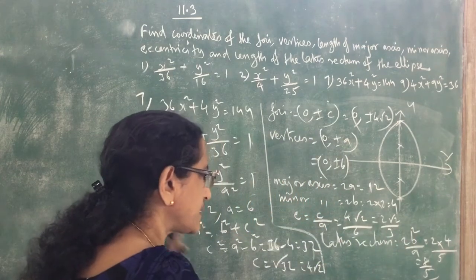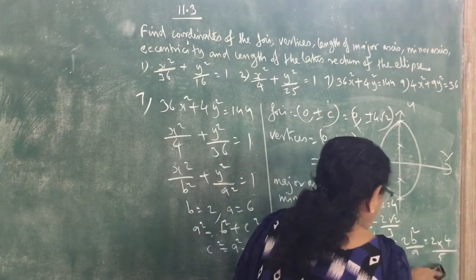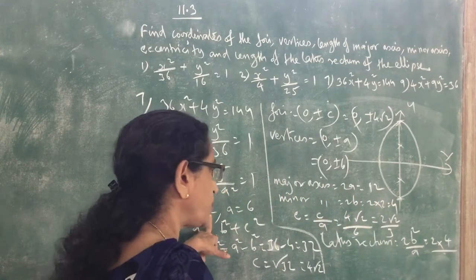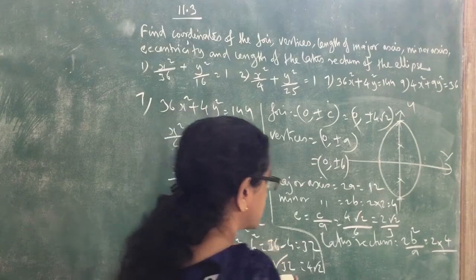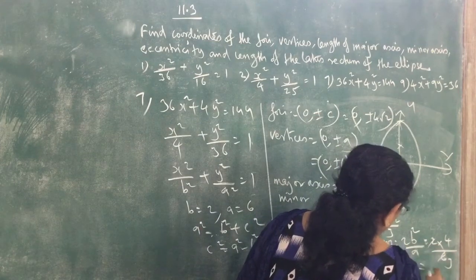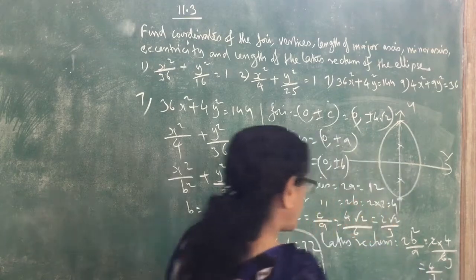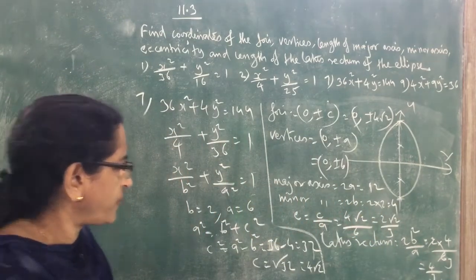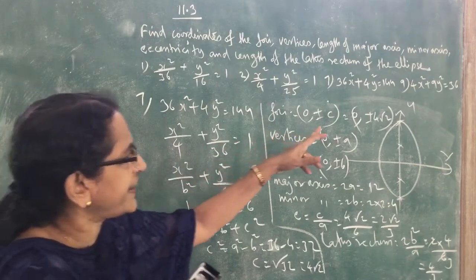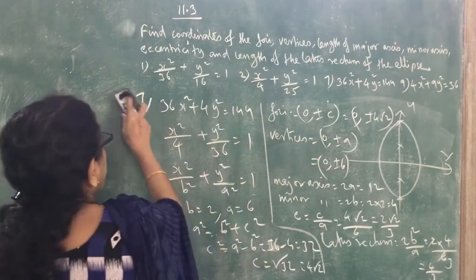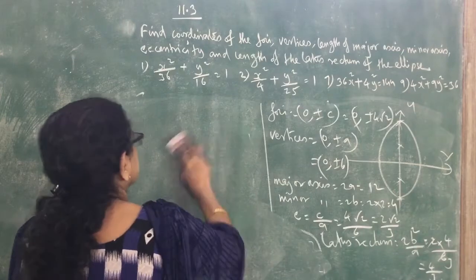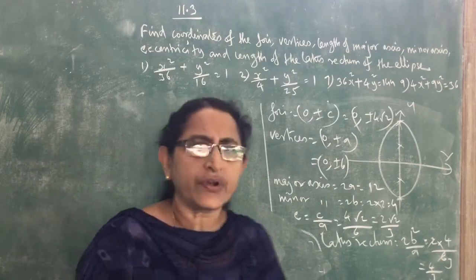Now the latus rectum, 2b square by a. So 2 into b square, 2 into 2 square, that is 2 into 4, by a, a is 6. Cancel this, so 4 by 3. So the length of the latus rectum is 4 by 3. Now similarly we can do the ninth one, that is 4x square. Okay, we'll do it in the next session.